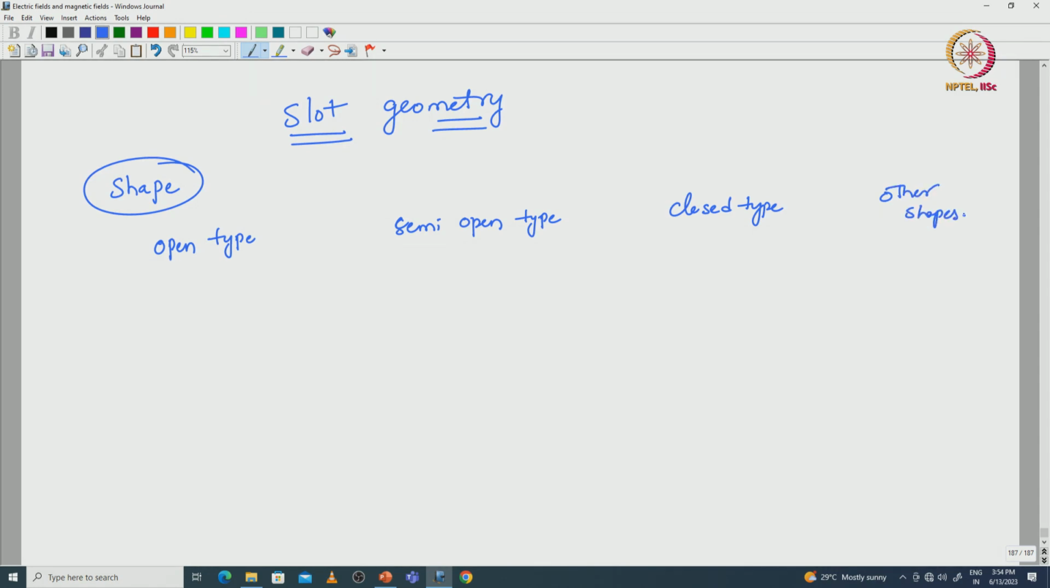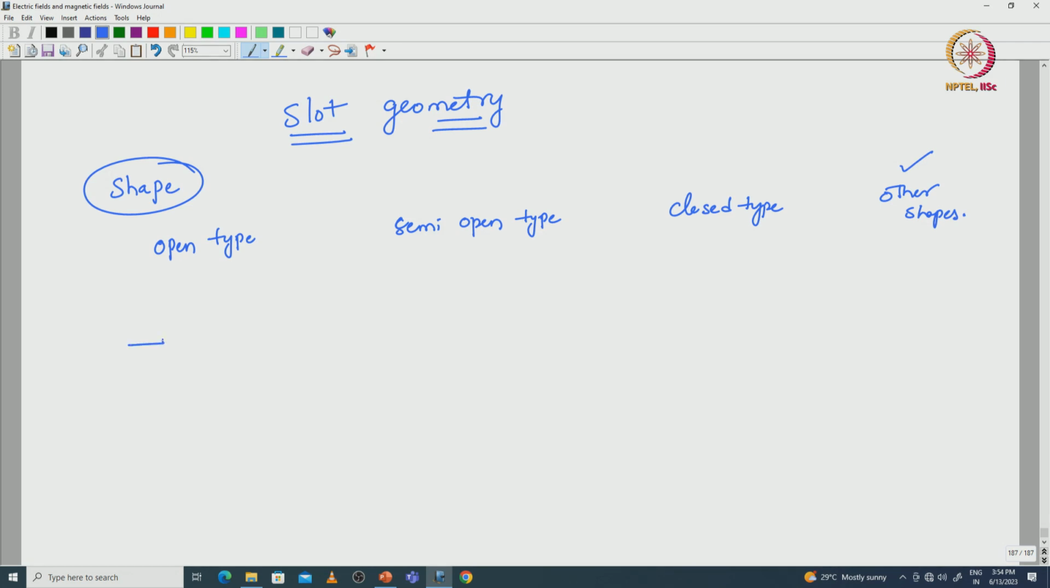Open type and semi open type and closed type are the three types of slot shapes which are available and we are utilizing in all types of applications, and some other shapes like double cage rotor and some customized slot shapes we can design. It depends upon the application aspect as well as designer aspect.